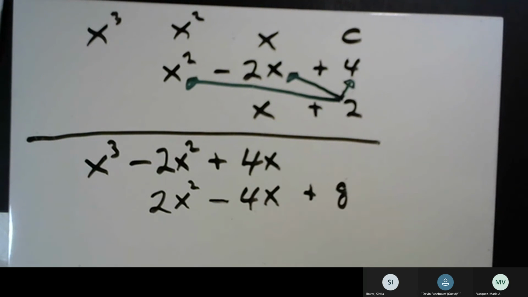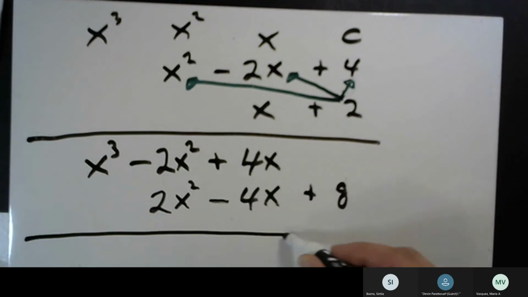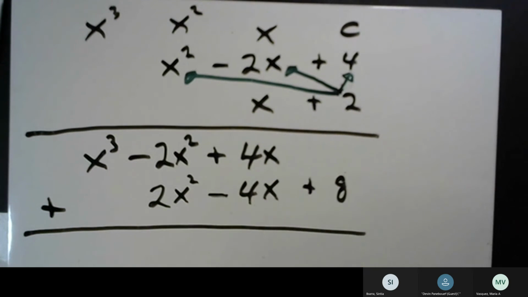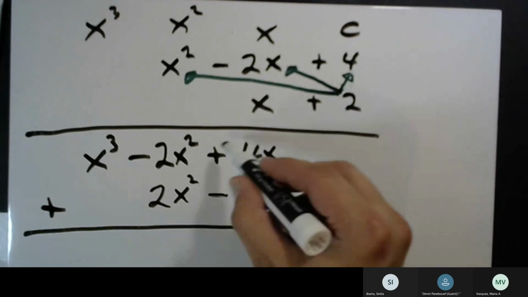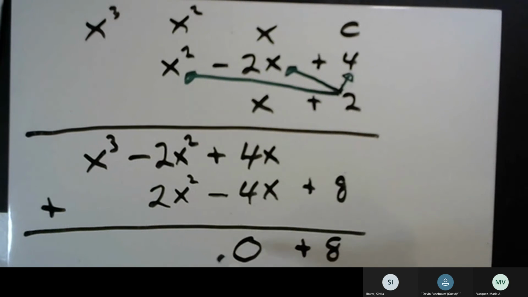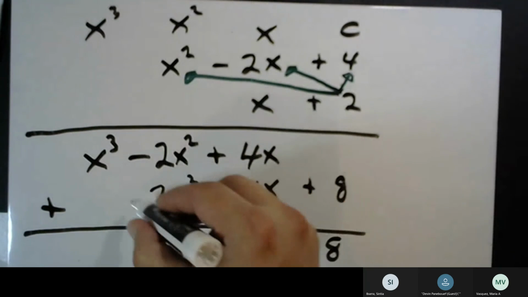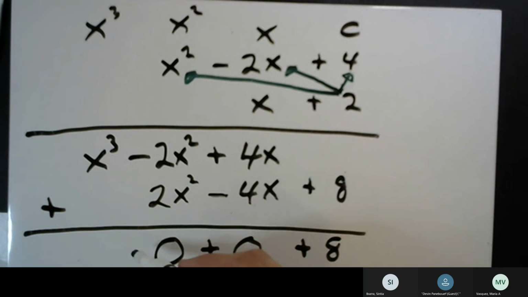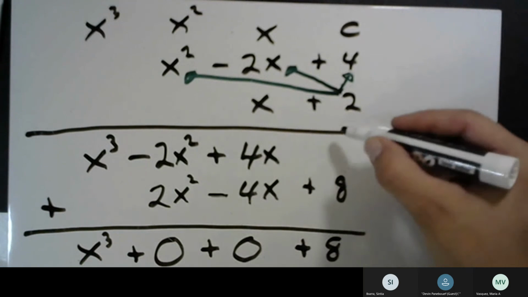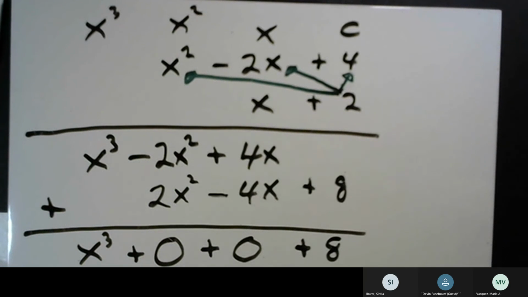So just like with long multiplication, what we're going to do is add things. When we add, we'll get 8, plus this will become 0. This will add to 0. And this is just going to be x cubed. So we add column by column.